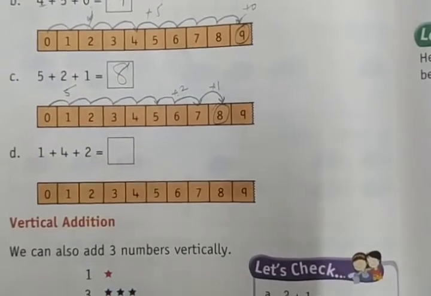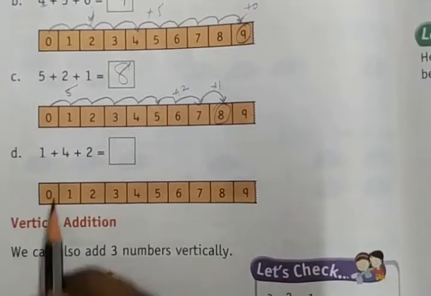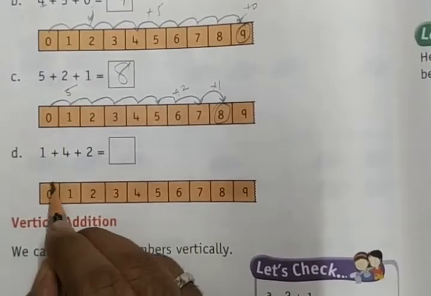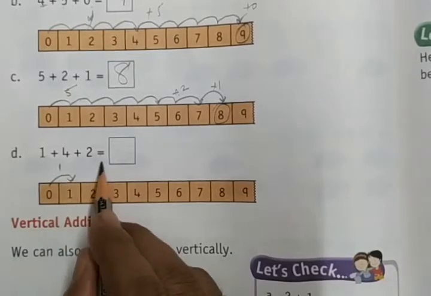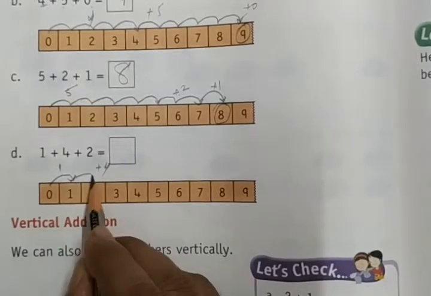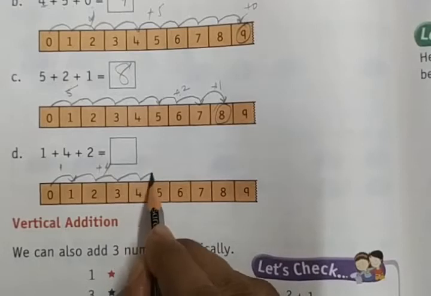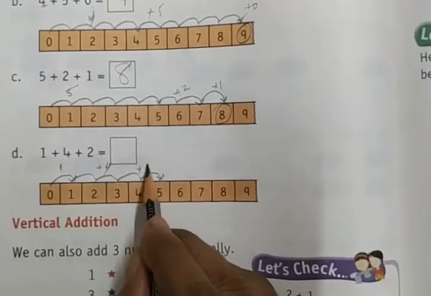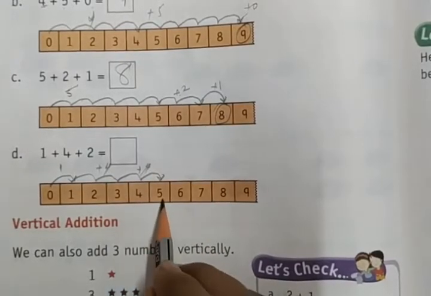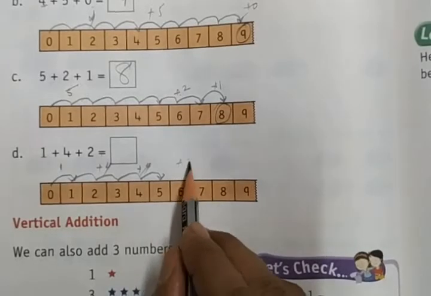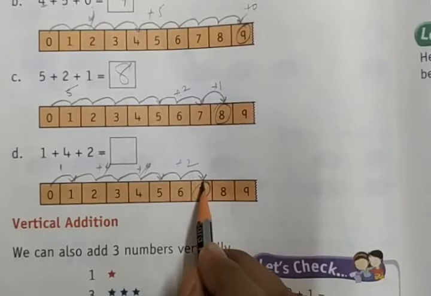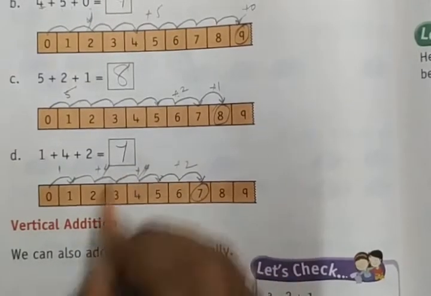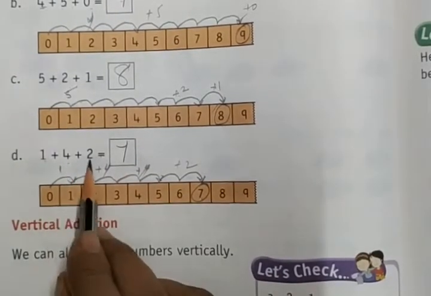Let us solve one more example. 1 plus 4 plus 2. Now I take 1 gem, that is 1. Next I need to take 4 gems. 1, 2, 3, 4. Now I have reached 5. Next I need to take plus 2 gems. 1, 2. Where have we reached? We have reached 7. The answer is 7. 1 plus 4 is 5. 5 plus 2 is 7.